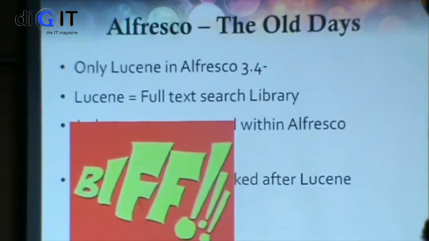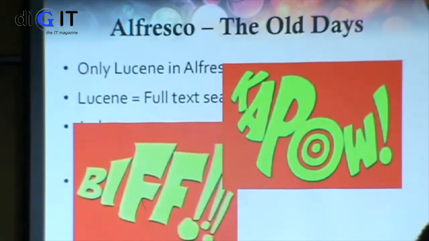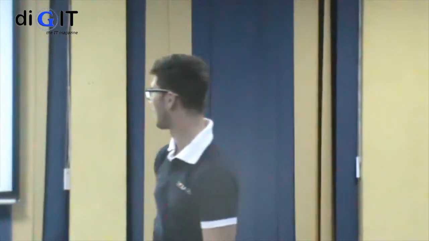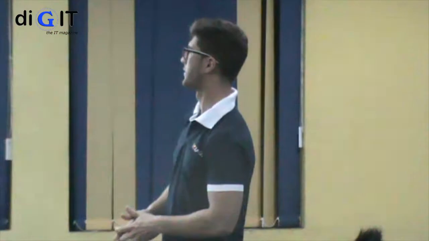Even worse, if the repository was too big and the index was big enough to be huge, what happened was things like that. Okay, so really you got nothing. You got inconsistency. You could do a search, go and have a cup of tea, come back, and the search hadn't finished. So the present Alfresco 4, Alfresco 4.2, provides Solr.